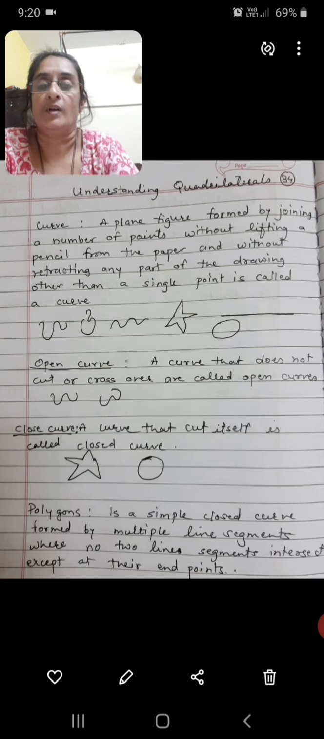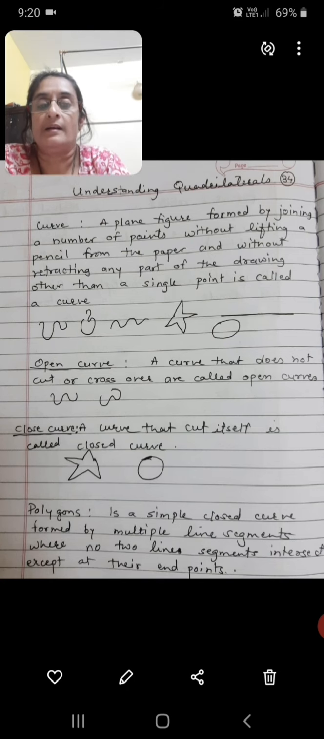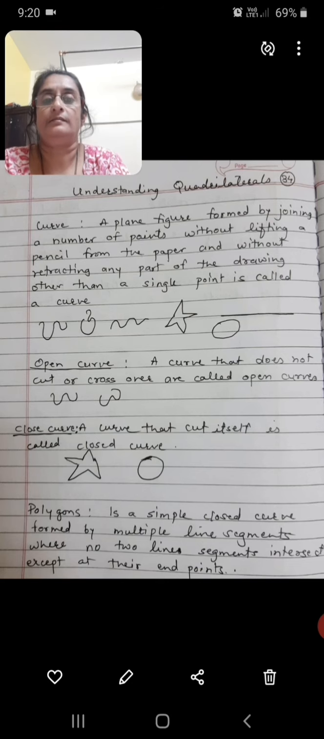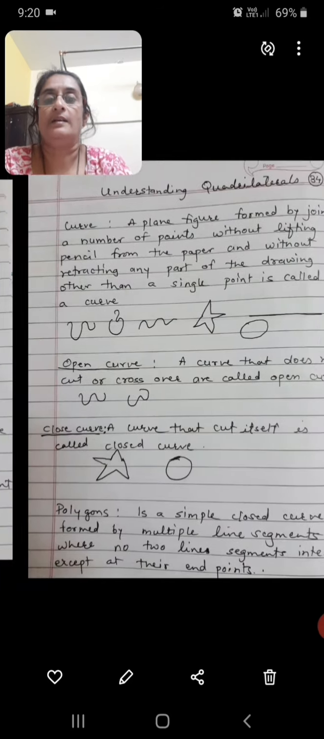Now what is a polygon? It is a simple closed figure formed by multiple line segments where no line segments intersect except at their endpoints. Now you have learned different types of polygons. These are made up of line segments and they don't cross each other. Let us go to the next one.